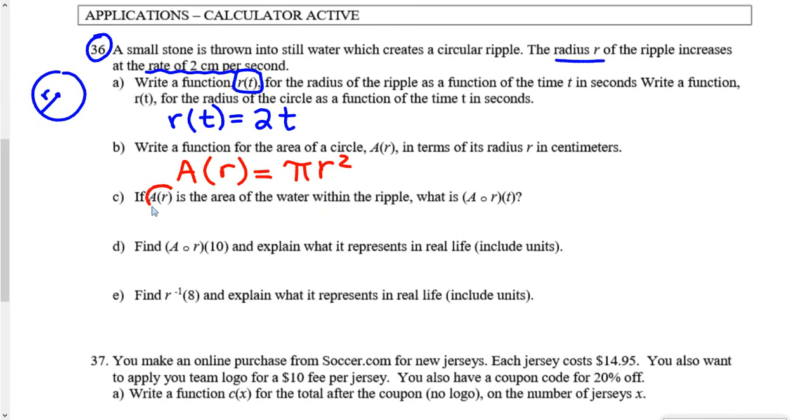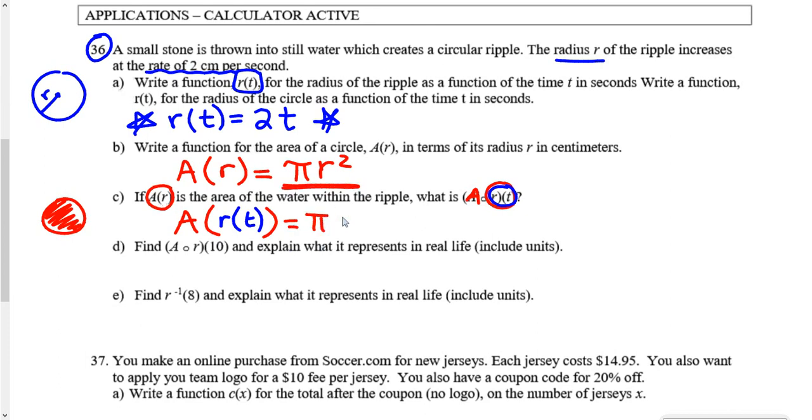So now it says if A of r is the area of the water within the ripple, so we're taking our little ripple and filling it in, so we have an area. What is A of r of t? So into my A function, I'm going to plug in my r of t function. Well, my r of t function was up here. My r of t function is 2t. So into my A function, my pi r squared, instead of plugging in r, I'm going to plug in 2t.